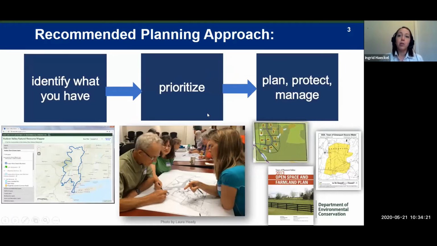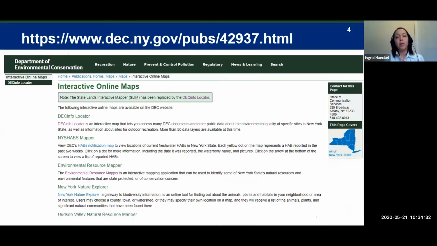And this approach applies whether you're planning at the municipal scale or regional scale or thinking about proposed development on a specific site. There are a number of useful online interactive maps available through DEC that can help facilitate this process. And this is a website where you can find all of them, but today we're going to focus on two of the newest and most relevant tools, I think, for this audience, the Hudson Valley Natural Resource Mapper and DEC Info Locator.